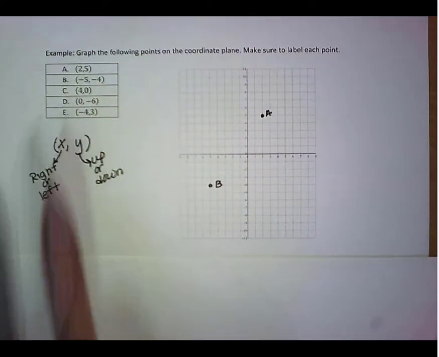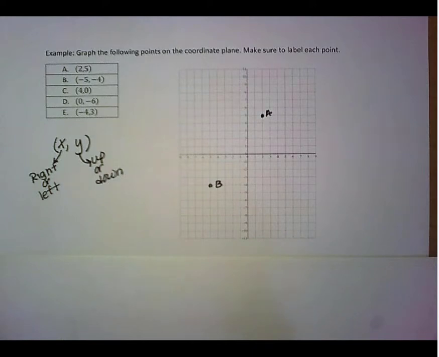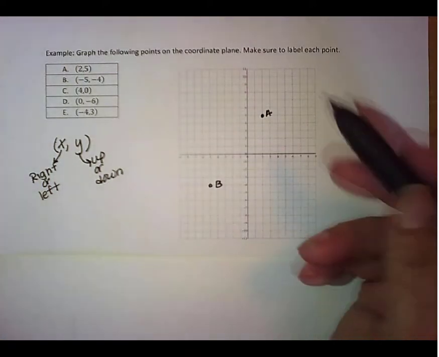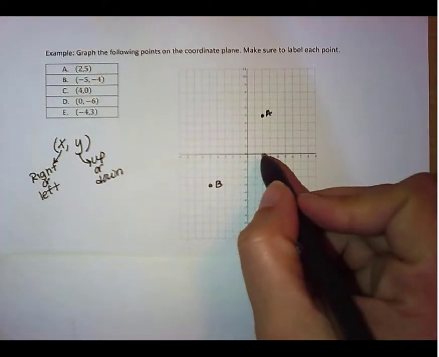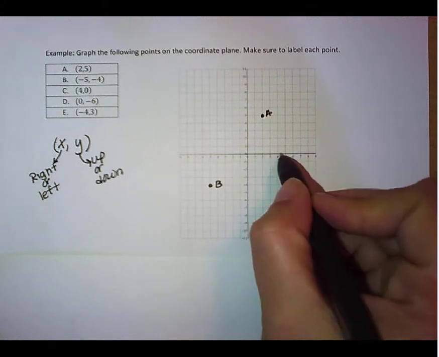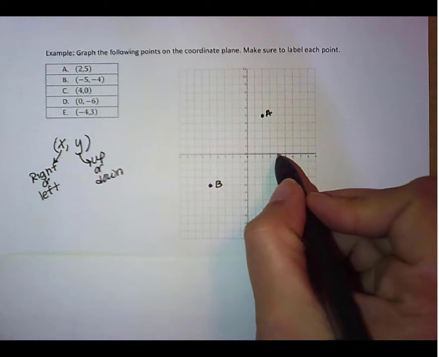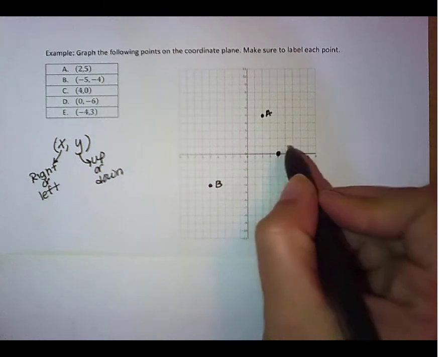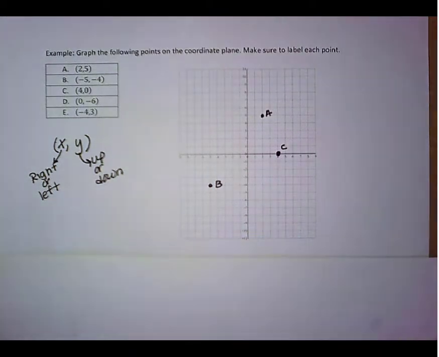So let's look at the point (4, 0). This is our point C. So again, our x is 4, so that means we're going to go to the right 4. 1, 2, 3, 4. Since our y is 0, that means we are not going to go up or down at all. We're just going to stay right there on our x-axis, and there's our point C.